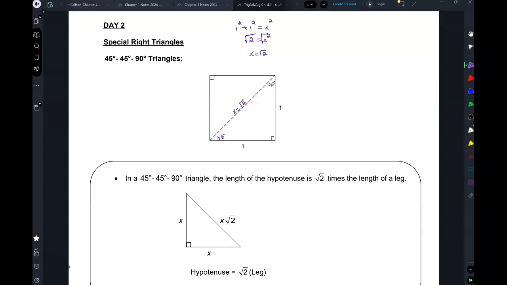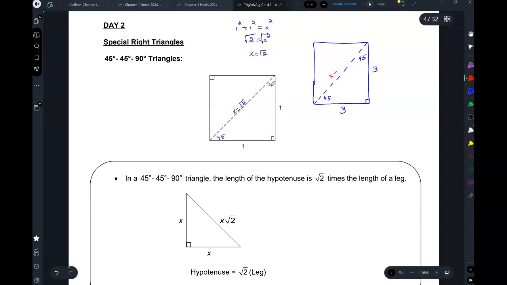So what do we notice here? If these legs are 1, this is 1 times root 2. Now, what if we had a different square? What if we had a different square and this time the sides were 3 and 3, not 1 and 1? Let's do the same thing. Okay, diagonal. This makes it a 45 and this makes that a 45. Let's find x now.